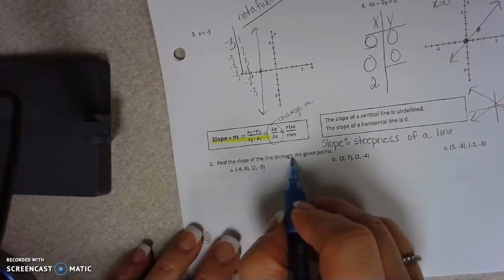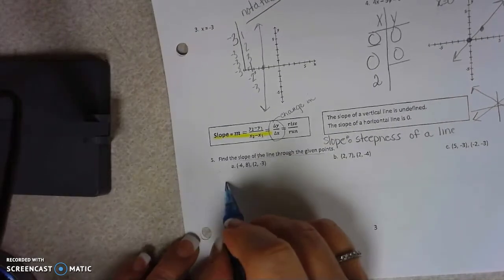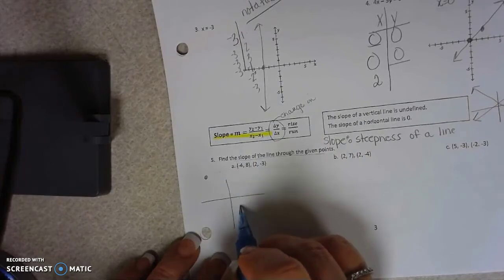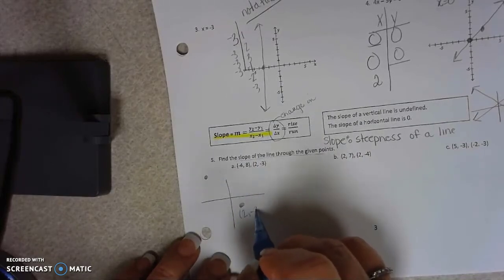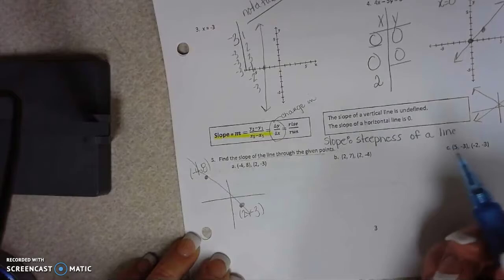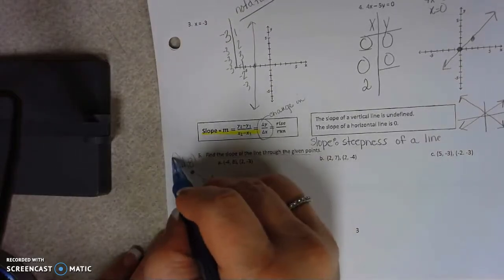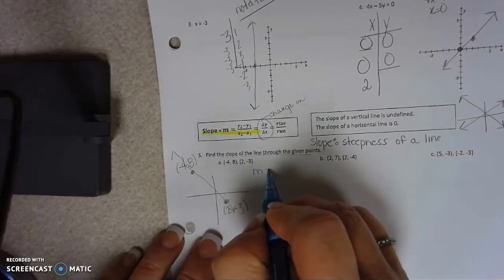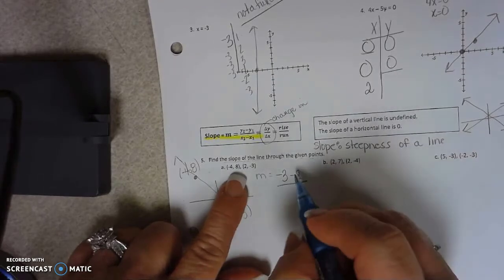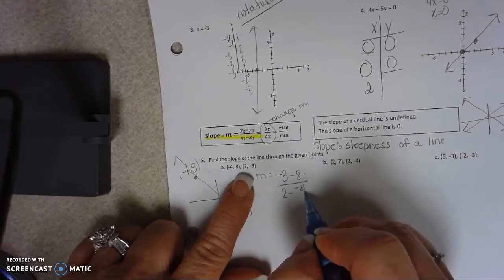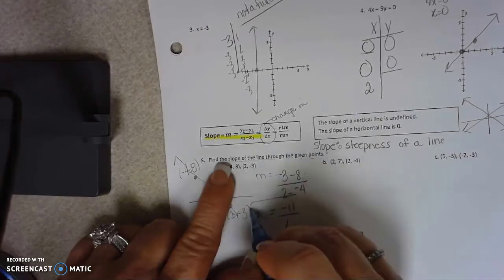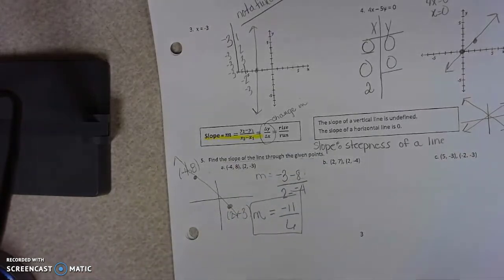So if we wanted to find the slope of a line through the points negative 4, 8 and 2, negative 3, we want to find the slope of this line, just to put a picture to it. I know it's negative because I'm going downhill left to right. But according to the formula, the difference in my y's, negative 3 minus 8, over the difference in my x's, 2 minus negative 4. So negative 11 over 6 would be the slope of that line.